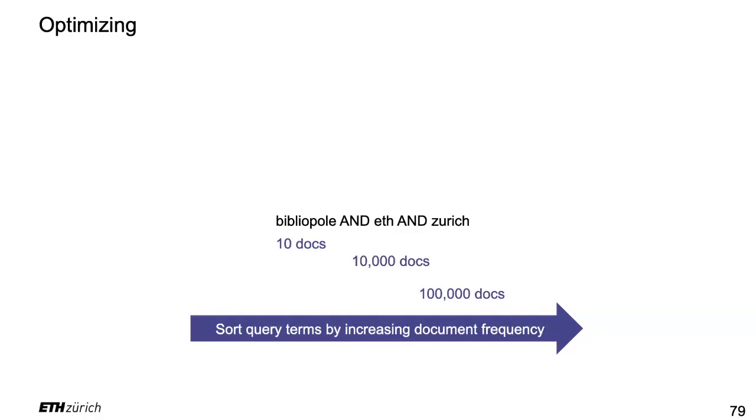So I rearrange that in an increasing order. And now I merge Bibliopol and ETH. I know it's going to be less than 10, maybe 10 or less than 10, but not more than 10, because that's the intersection. And then when I do AND Zurich, it's still going to be less than 10, right? So do you agree this is the most efficient? If I sort it the other way around, I'm going to have huge posting lists. I'm going to have a list with thousands of IDs if I do it with ETH and Zurich first, right? So I do it by increasing document frequency.